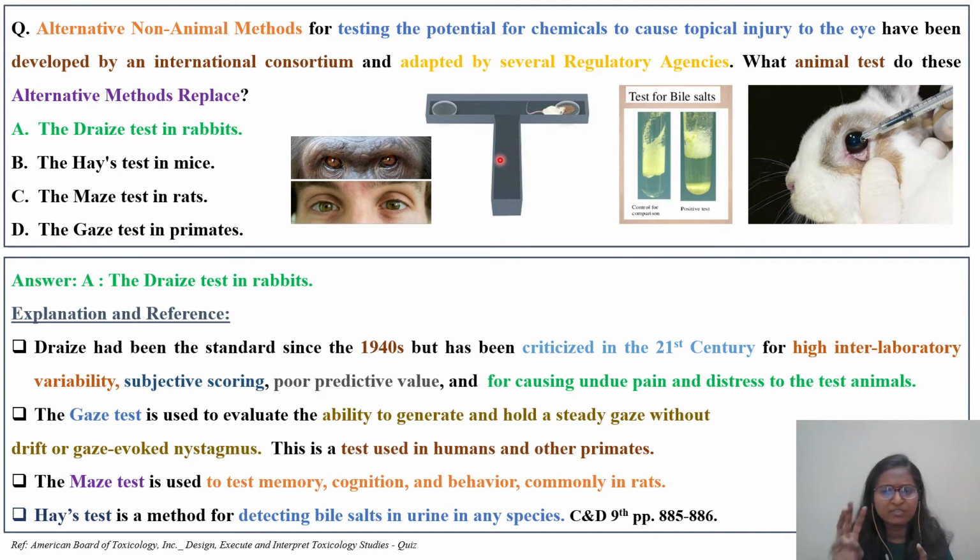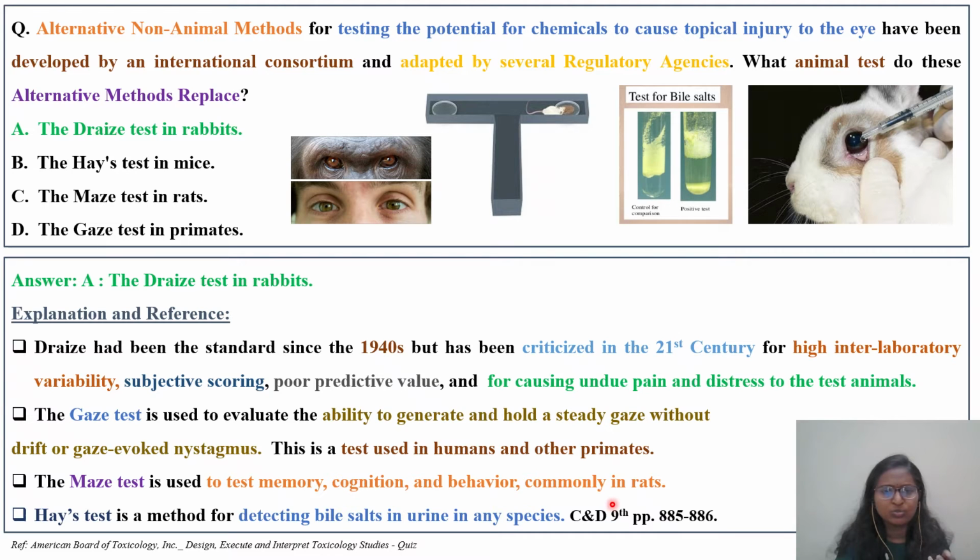In safety pharmacology, we have three things: one is CNS, one is the respiratory system, and another is the cardiovascular system. In the case of CNS, you will have the functional observation battery test. Next, the Maze test is used to test memory, cognition, and behavior, commonly in rats. And option B, the Hayes test in mice, is a method for detecting bile salts in urine, in any species, whether mice, rat, or rabbit.